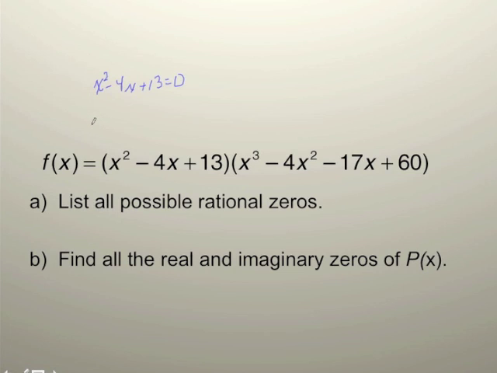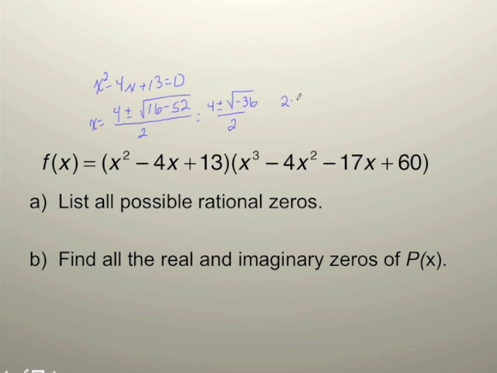That is not going to factor, so let's use the quadratic formula. x is going to equal negative b, which in this case will be 4, plus or minus the square root of b squared, 16, minus 4ac. So minus 4 times 1 times 13 is negative 52, all over 2a, which is 2. So that's going to be 4 plus or minus the square root of negative 36 over 2.